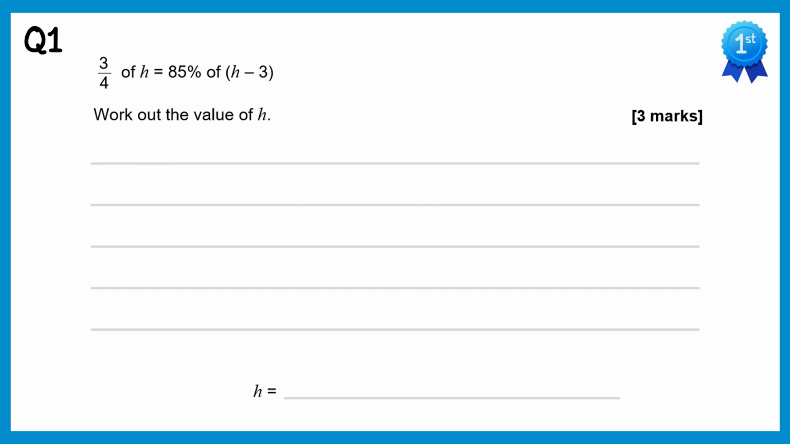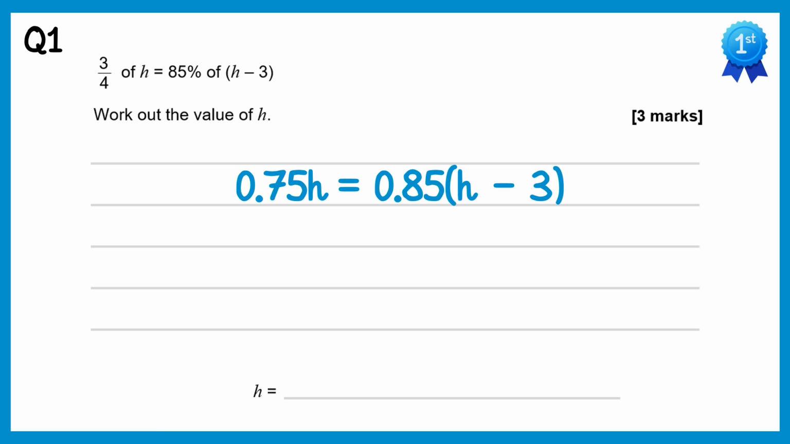So for this first question, we're going to focus on the left-hand side, 3/4 of h. To do 3/4 of something, you just multiply it by 0.75, so this left-hand side could be written as 0.75h. Then on the right-hand side, we've got 85% of h minus 3. So to find 85% of something, you could multiply it by 0.85. So we've got 0.85 lots of h minus 3.